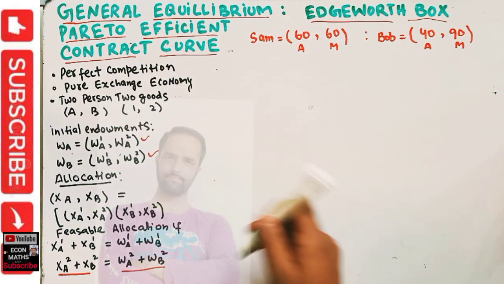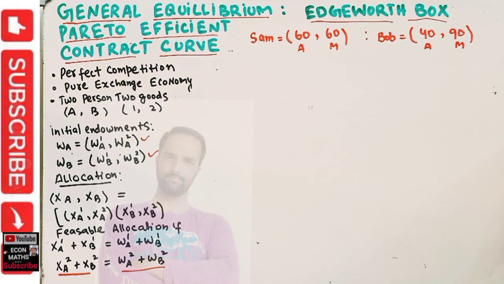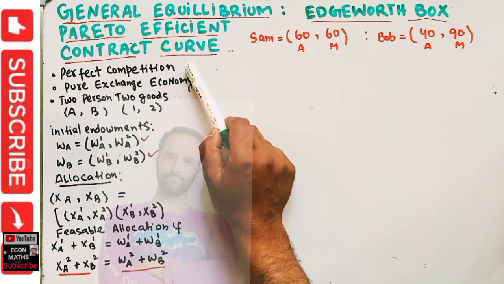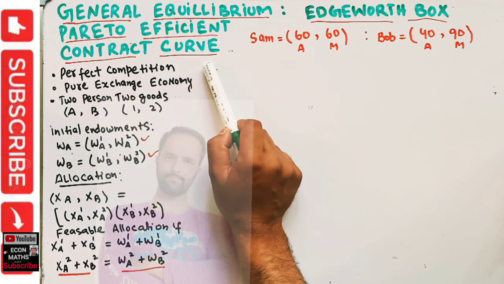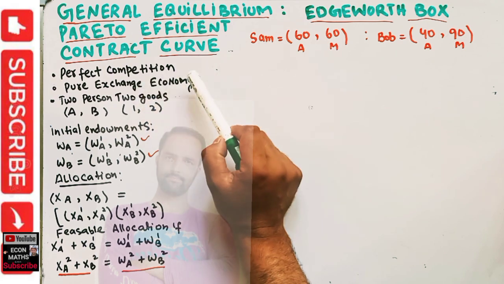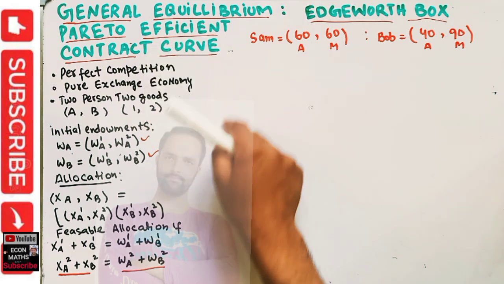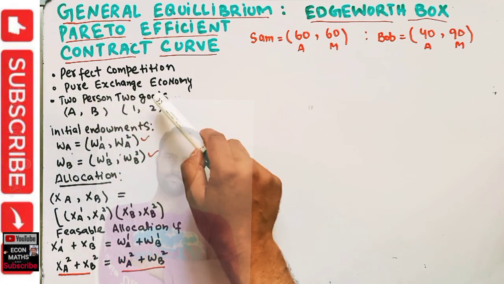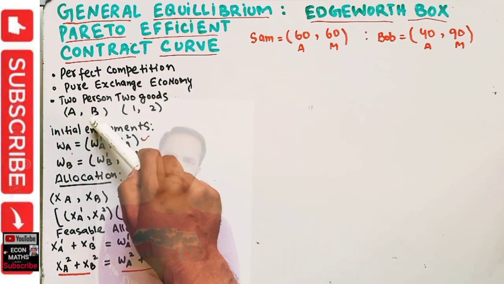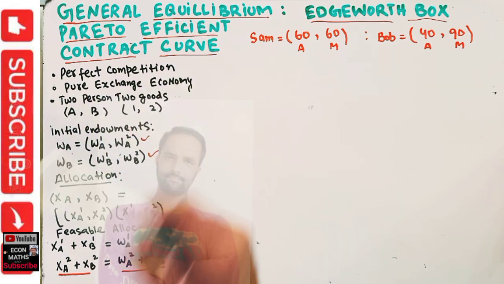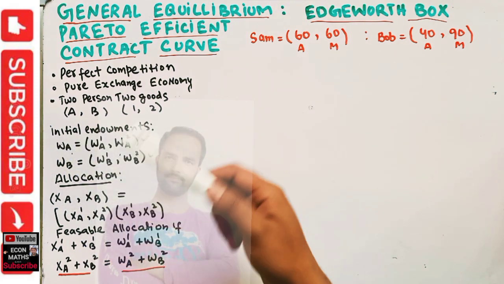In general equilibrium we have some basic assumptions: we have perfect competition, in the sense that everyone is a price taker. There is a pure exchange economy, so no production is involved. We have a two-good model, person A and person B, and the goods are good 1 and good 2. Each person has some initial endowments.